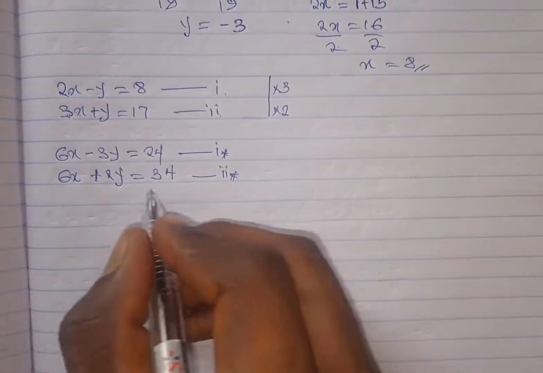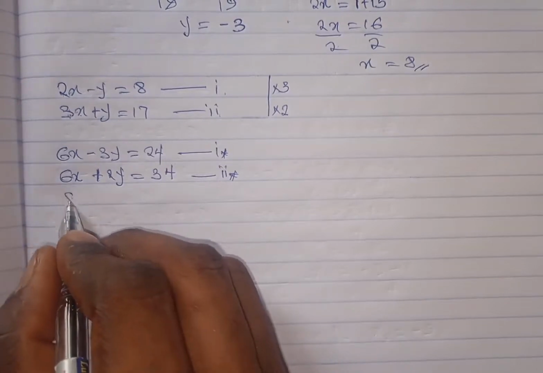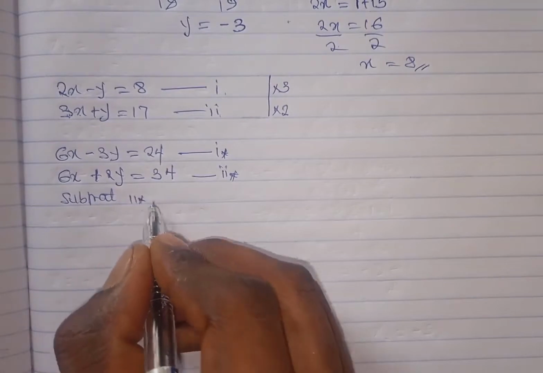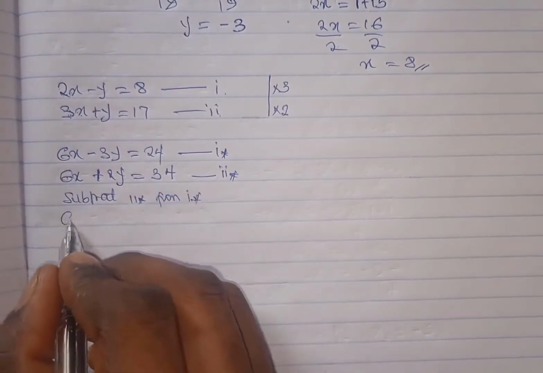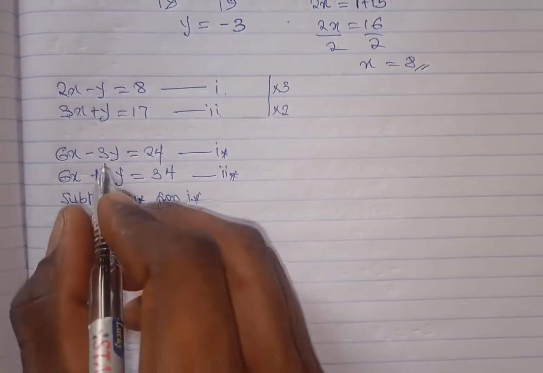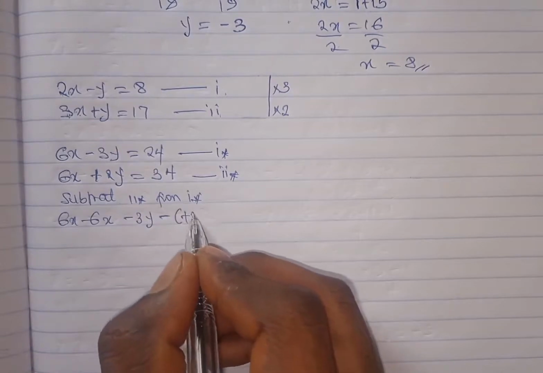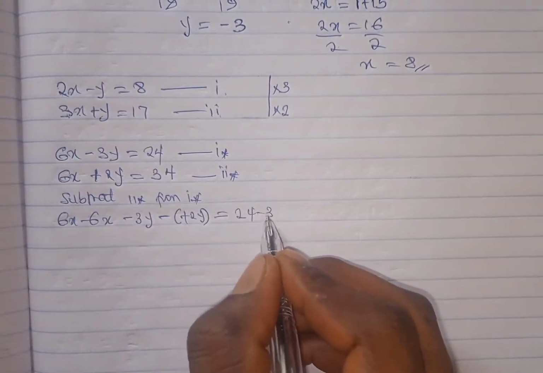So what you simply do is you eliminate. You subtract equation 2 asterisk from equation 1 asterisk. So I'm subtracting this one from this one. So it's going to be 6x minus 6x, then minus 3y, then minus open bracket plus 2y, which is equal to 24 minus 34.